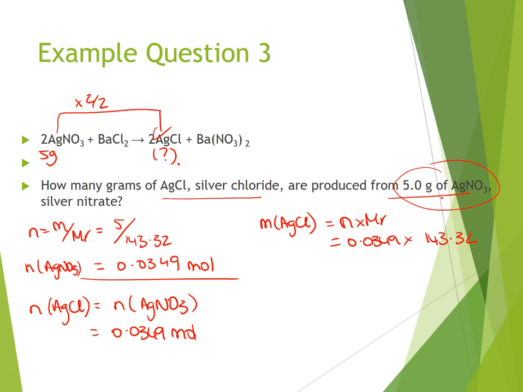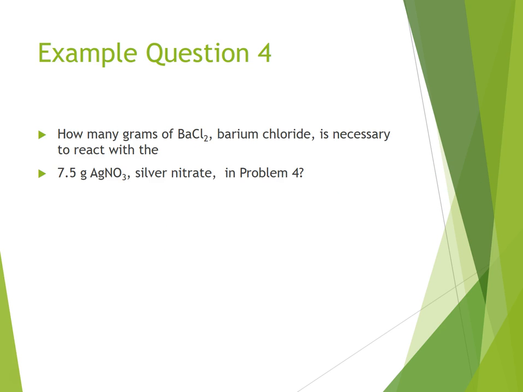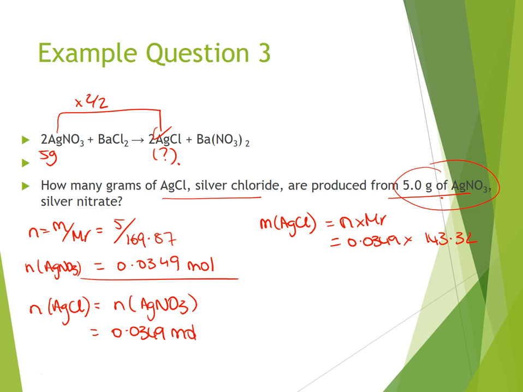Okay, so I'm just going to go back, and so we've used the wrong one. Oops, my pen's not working anymore. Okay, so we've used the wrong one. We should have used 169.87. Okay, so that should be, here we go, that's better. 169.87, which will change our calculations a little bit.